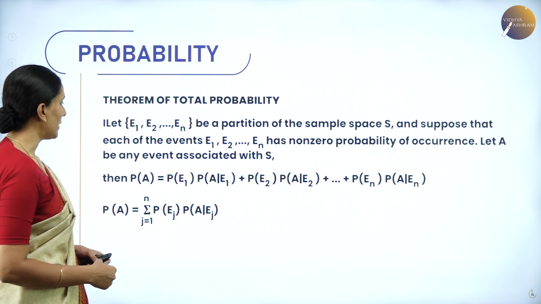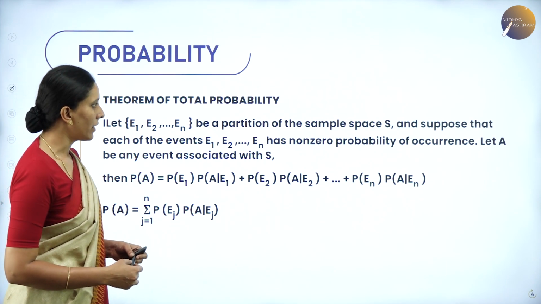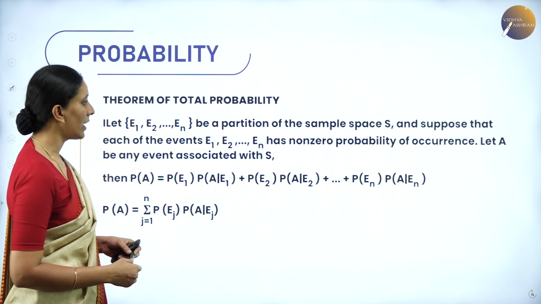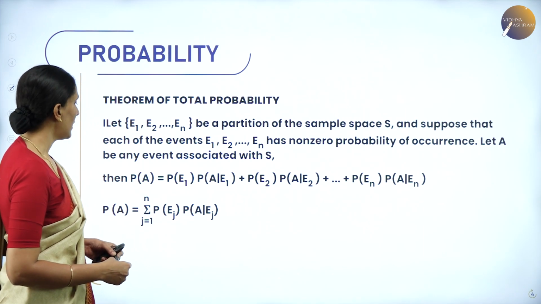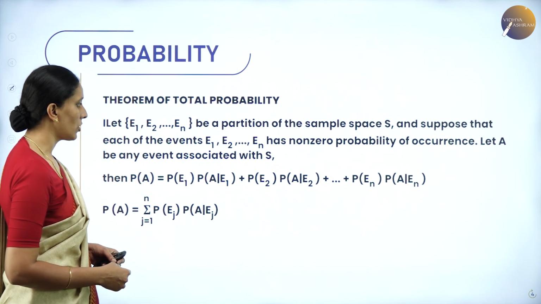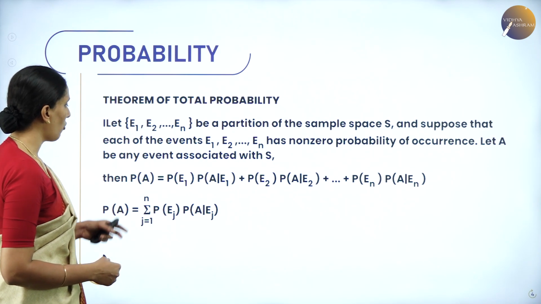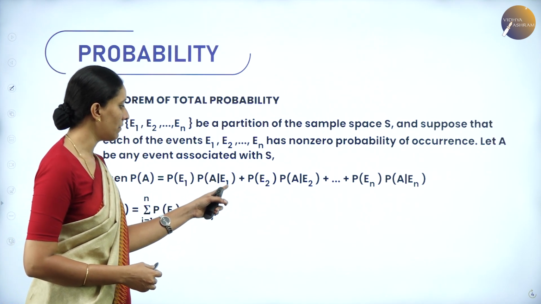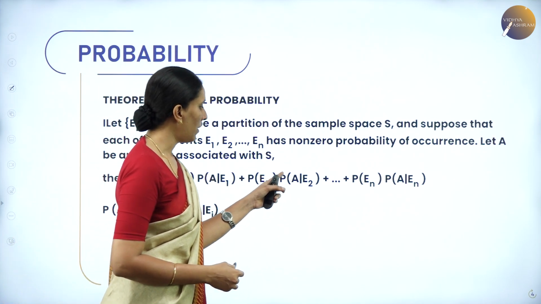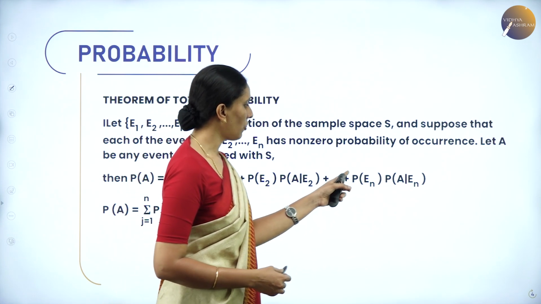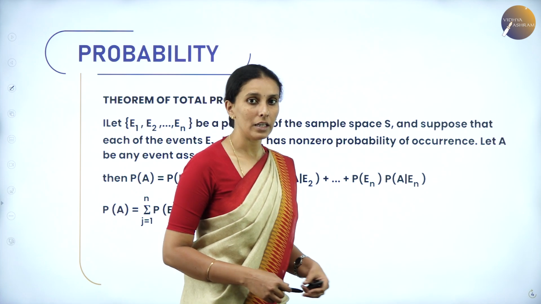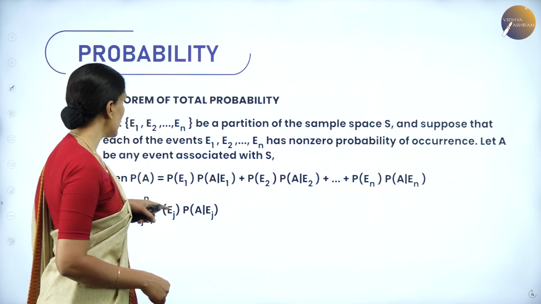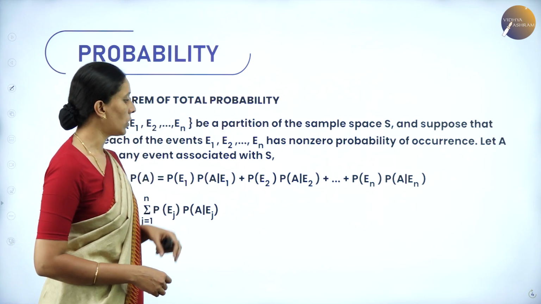Theorem on total probability. Let E1, E2, En be a partition of the sample space and suppose that each of the events E1, E2, En has non-zero probability of occurrence. Then A be any event associated with the sample space S. Then probability of A is given by probability of E1, probability of A given E1, plus probability of E2, probability of A given E2, plus and so on. So this is the concept of conditional probability along with the sum. Hence this theorem is called the theorem on total probability.